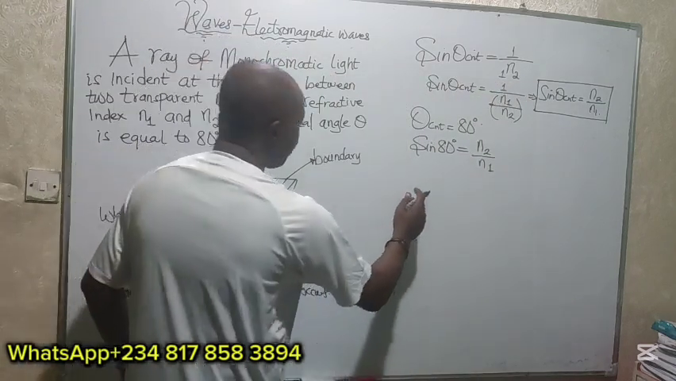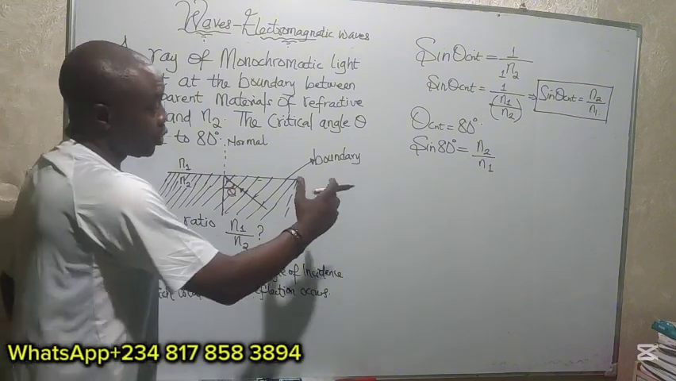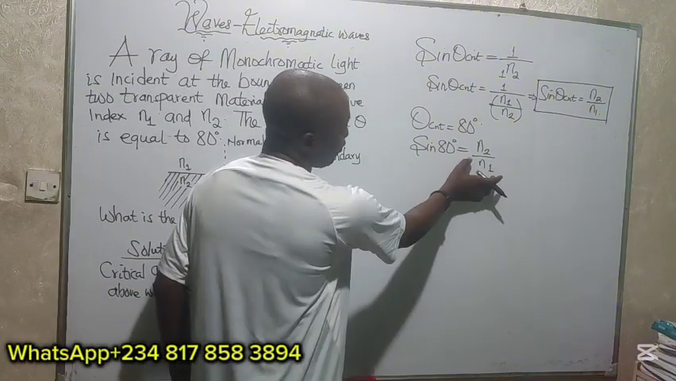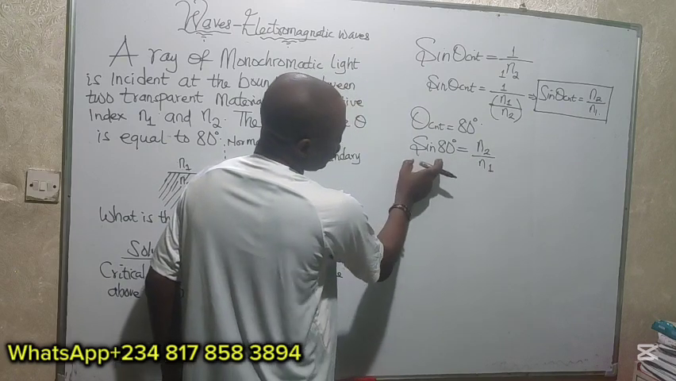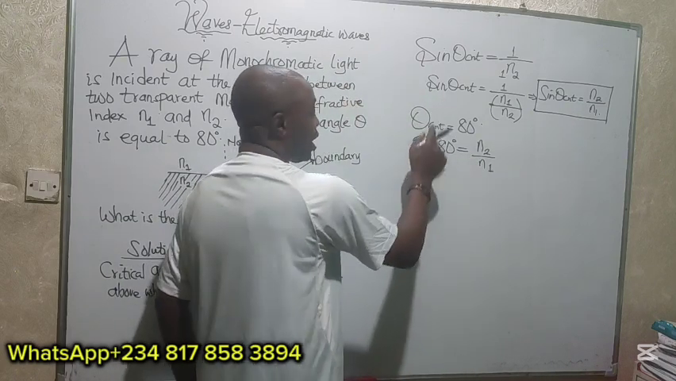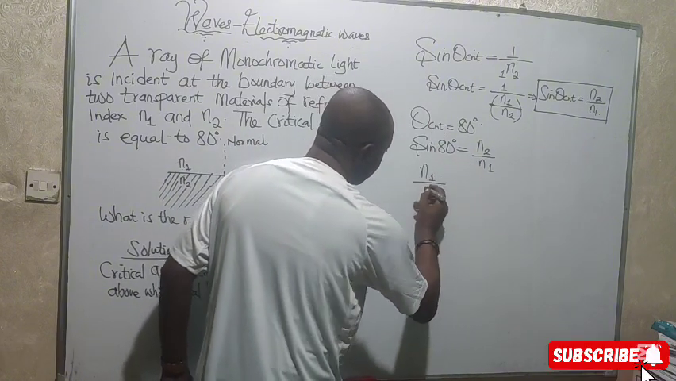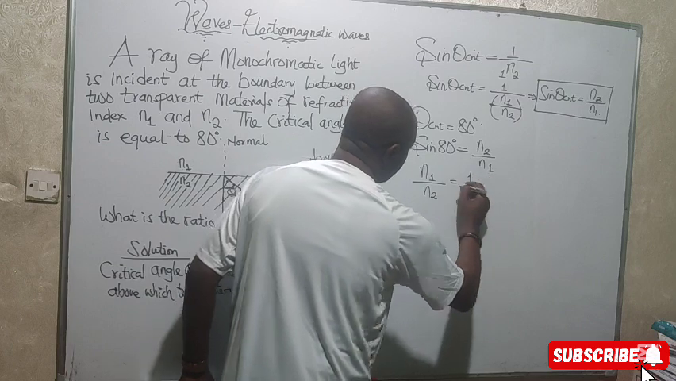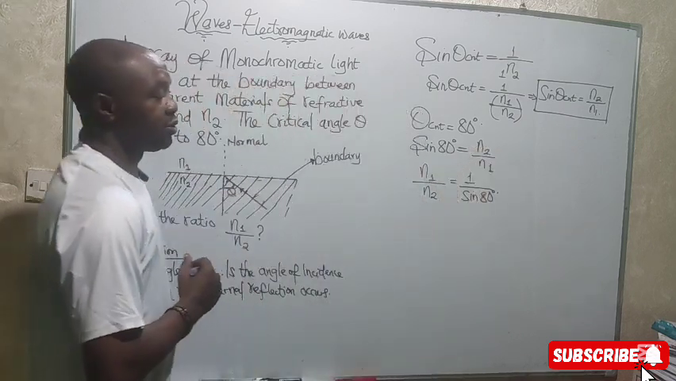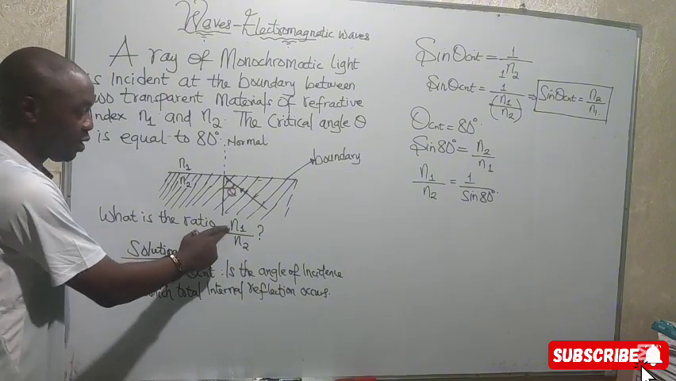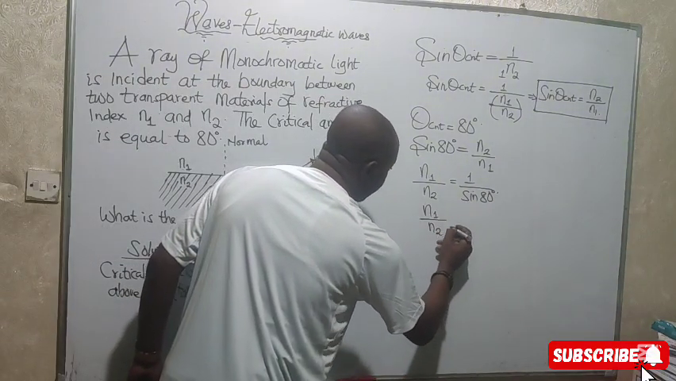Remember, we want to find the ratio of N1 to N2. To calculate the ratio of N1 to N2, we have to flip this fraction. When we flip it, it becomes the reciprocal, that's 1 over sine 80 degrees. So N1 over N2 equals the reciprocal of sine 80 degrees.